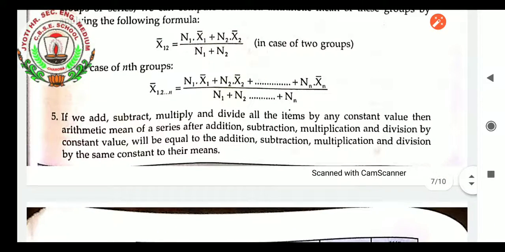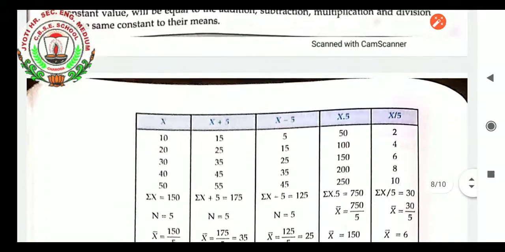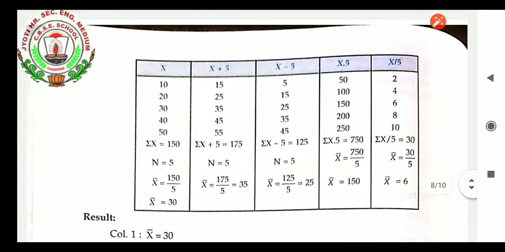Next mathematical property: if we add, subtract, multiply or divide all the items by any constant value, the arithmetic mean of the series after addition, subtraction, multiplication or division by the constant will be equal to the same addition, subtraction, multiplication or division by the same constant applied to their mean. X is given, x plus 5, x minus 5, x into 5, x divided by 5. Suppose we take one constant number, and x is given as 10, 20, 30, 40, 50.